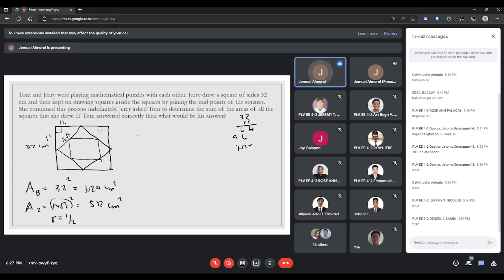Okay? To solve for the sum of the infinite squares, that would be equal to the area of the first, or A sub 1, over 1 minus R. So, we have 1,024 divided by 1 minus 1 half. Is 1,024 over 1 half. The sum of the infinitely generated squares is 2,048 square.